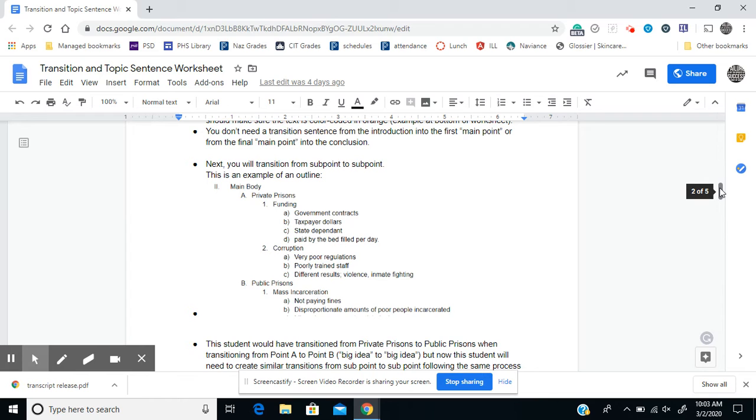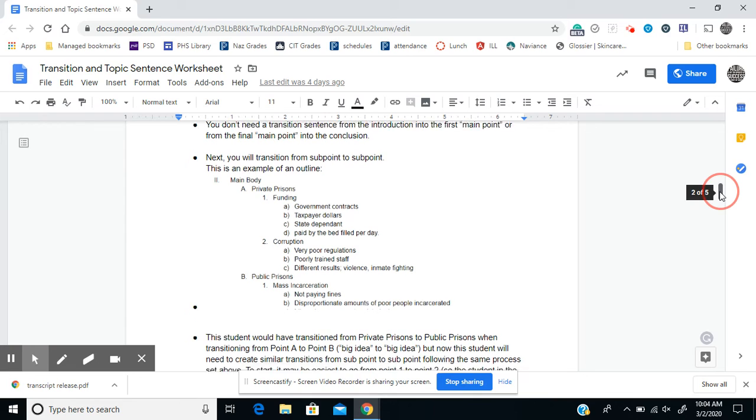What we want to do now is look at the littler areas. So this student would have transitioned from private prisons to public prisons. The next thing they need to do is transition from funding to corruption. And so they need to make a transition statement that transitions their reader from thinking about that smaller concept to the smaller concept within the big umbrella of private prisons. So they create a transition sentence from here to here, and they will, in their detailed outline, place that sentence right before they lead into the next topic. The same thing from main idea A to B. You are going to place that transition sentence right before you lead them into the next topic.